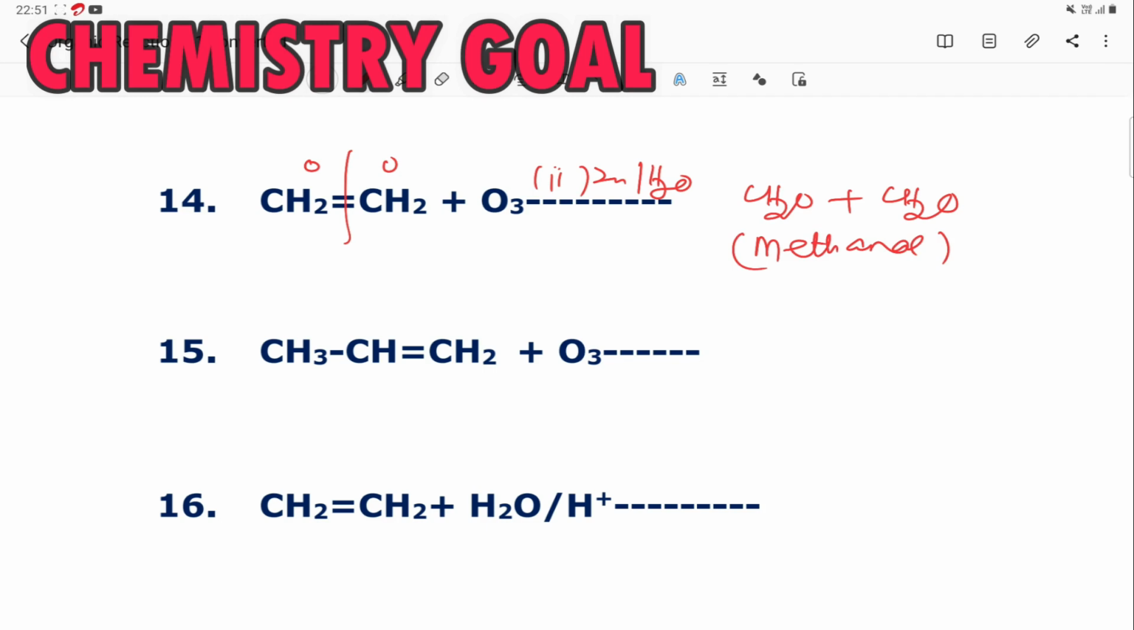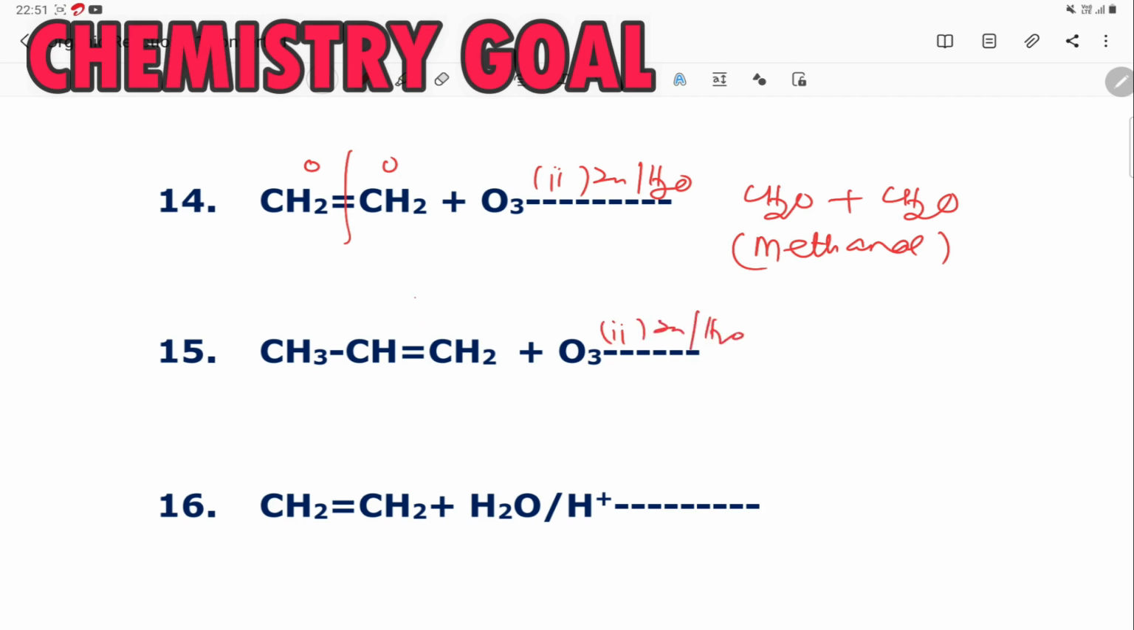This is called ozonolysis. The first step is that ozonide is formed. The ozonide when hydrolyzed forms aldehyde. This is formaldehyde. And in the second step, again, zinc and water.